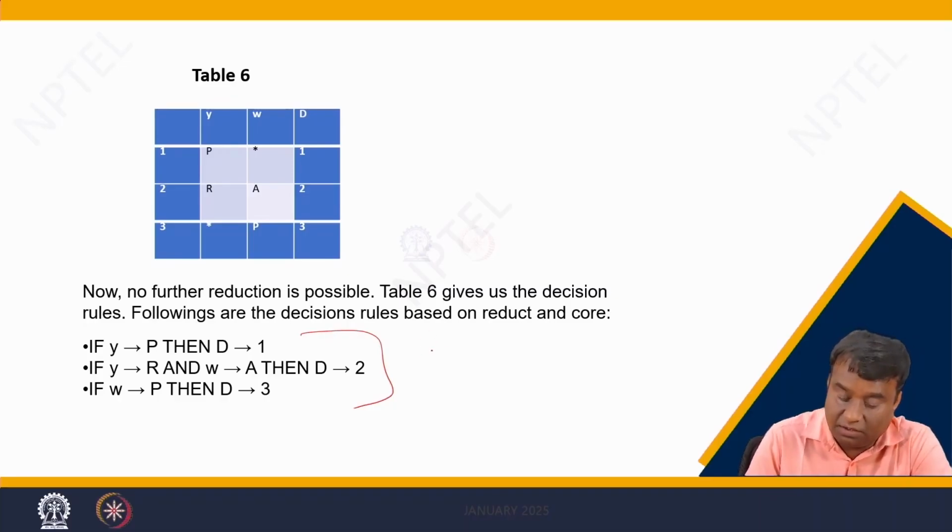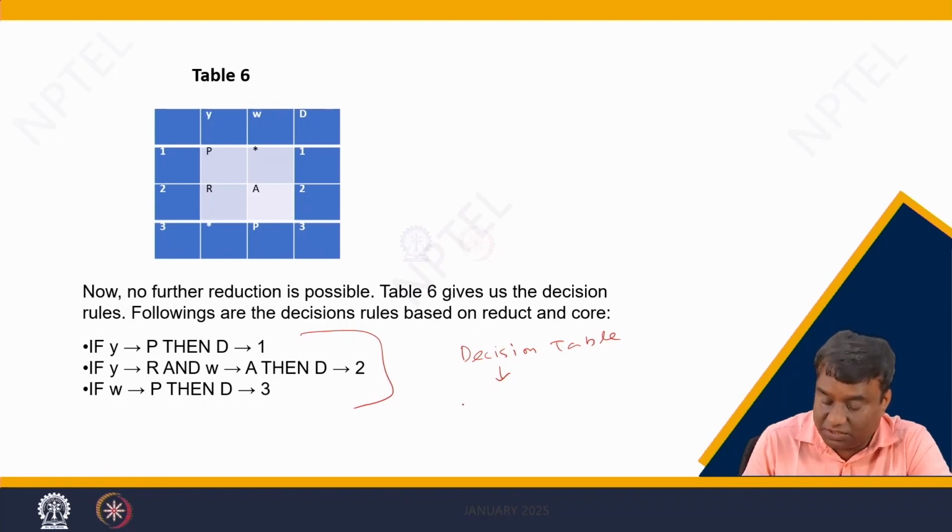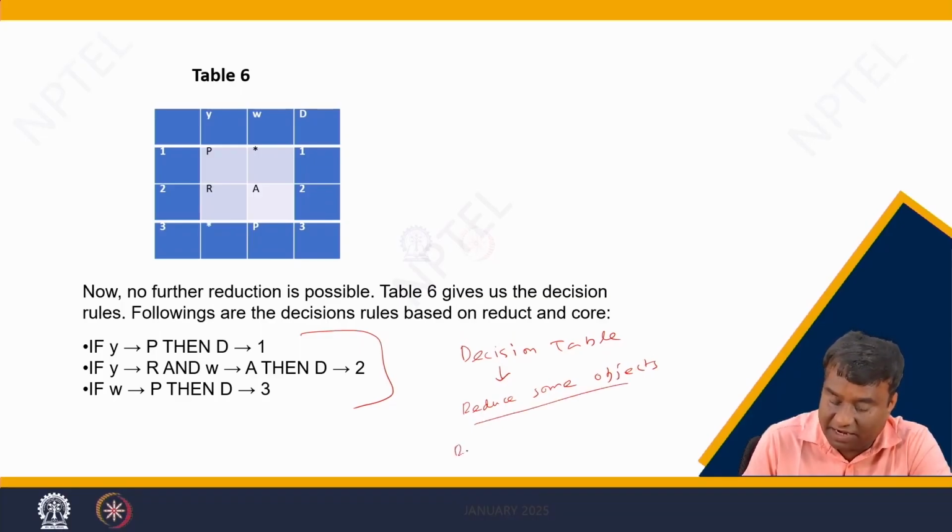So here initially what we did, we have some decision table. First we find the boundary region. With the boundary region, we reduce some objects. Then with the help of the reduced table and with the help of the discernibility matrix, we find reducts and core. Then after finding reducts and core and merging all these things, we got the rules. So these are the concepts of rule generation.